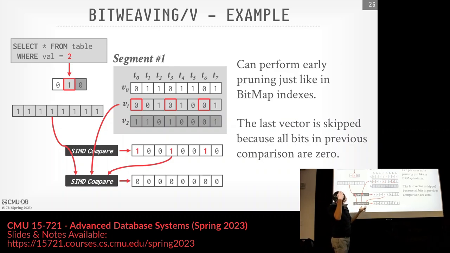In the case of the horizontal encoding, we can't do early pruning, because we have to always look at the whole tuples, the whole bits within the attribute or the value. In this case here, because we slice it up, we can do early stops.